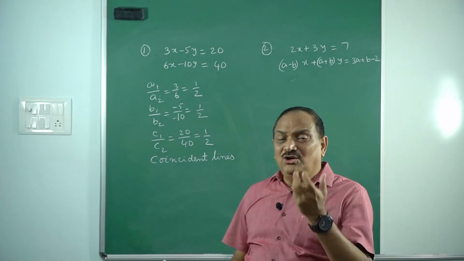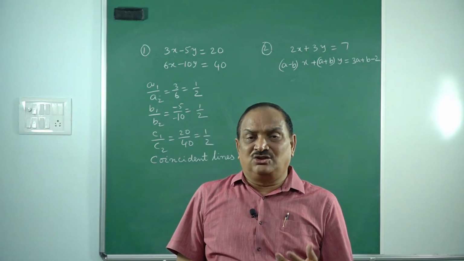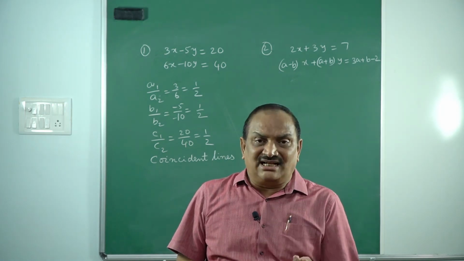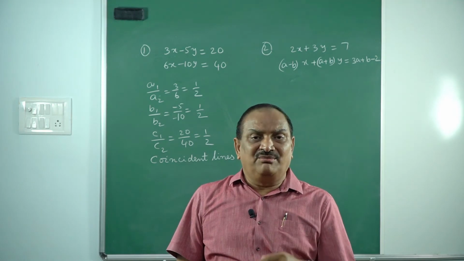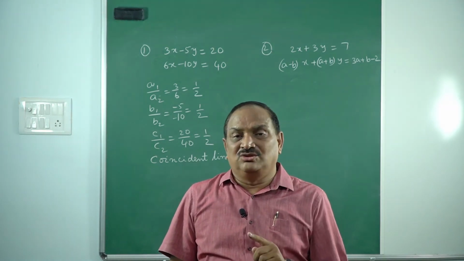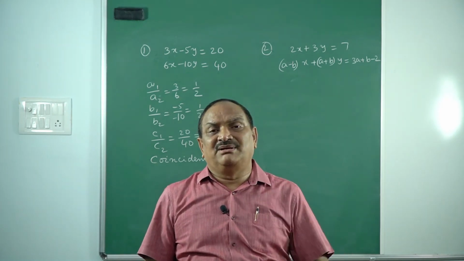So when do you get infinitely many solutions? It should be coincident lines. Coincident lines mean what? A1 by A2 is equal to B1 by B2 is equal to C1 by C2. Okay, there should be only one line. The second line is only the first line multiplied by something.